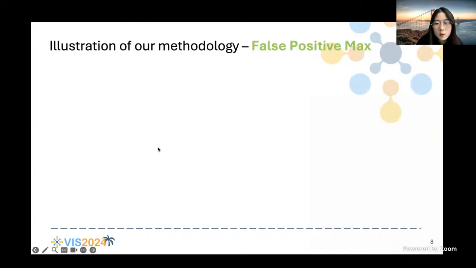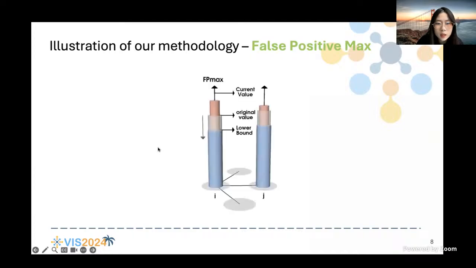And here I will use a simple example of our methodology on fixing a false positive max in the C loops. In the figure here, I is a false positive max, and the height of the balloon cylinder above each vertex represents its lower bound. And the height of the pink one represents its current value. And the semi-transparent cylinders correspond to the values of each vertex in the original data.